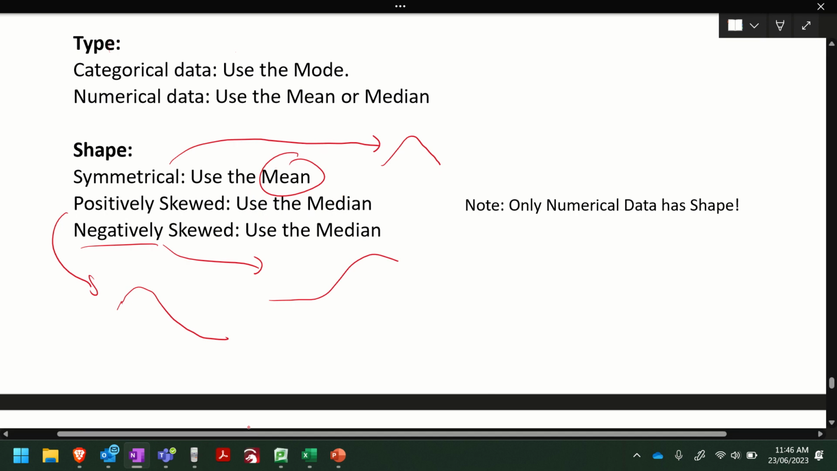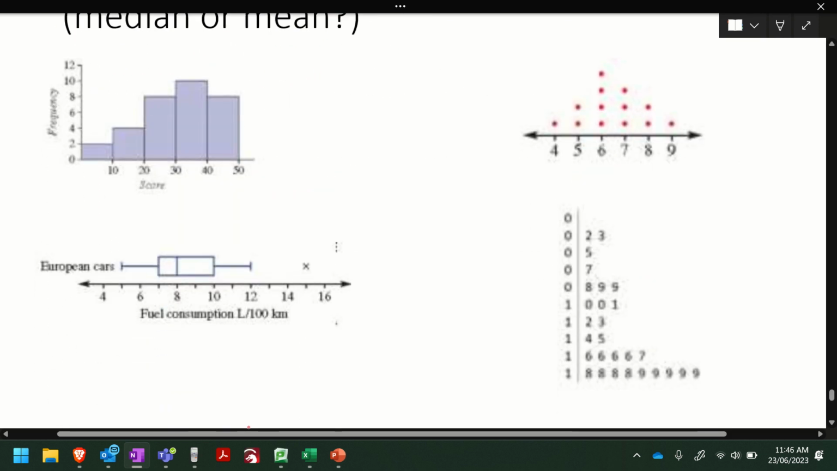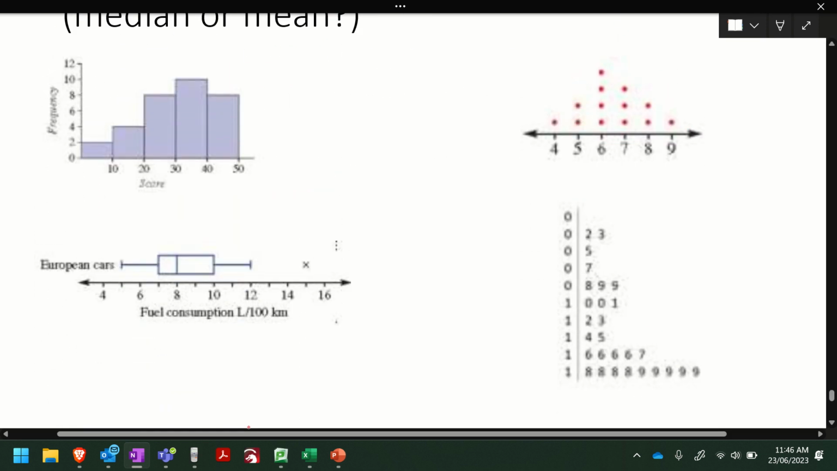Again, I'll repeat it. If data is skewed, median. If data is symmetrical, use the mean. It's that simple. Any questions? All right. Let's do these real quick, and then we'll smash out some work. So that first one here, I can say that the data looks negatively skewed. So which one should I use? Median. Good.